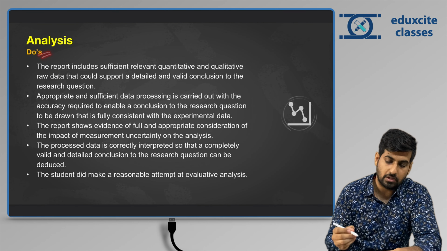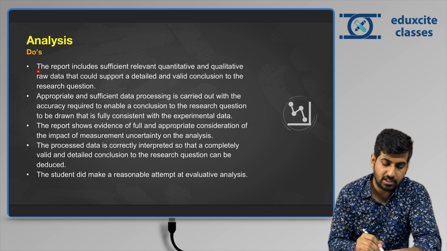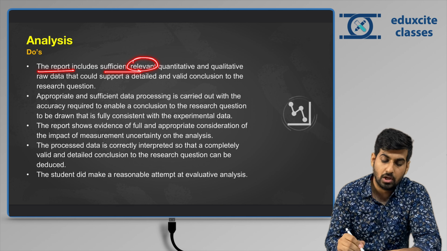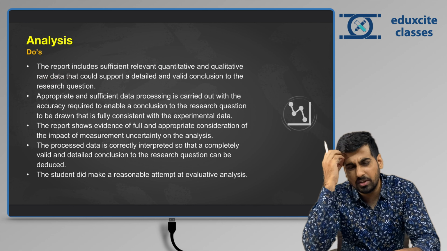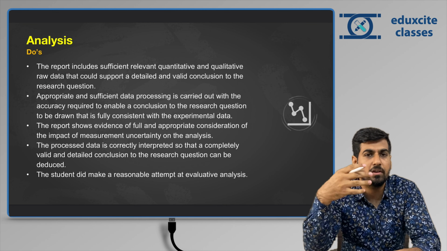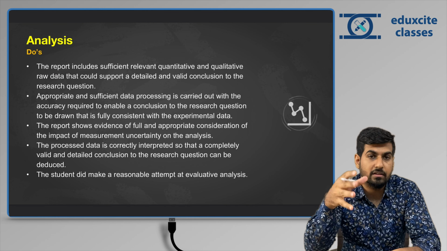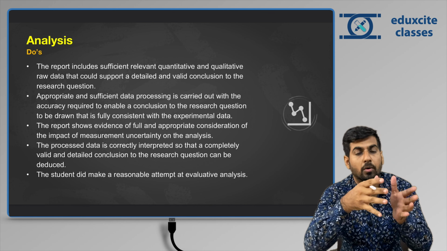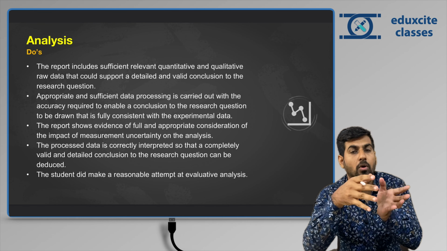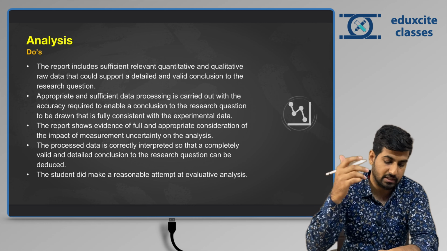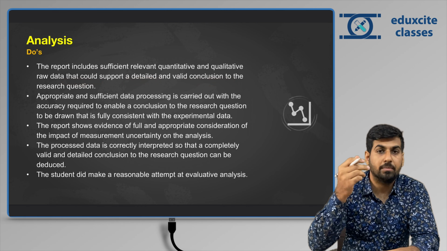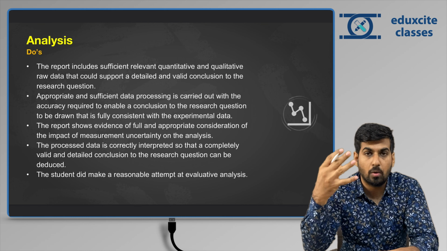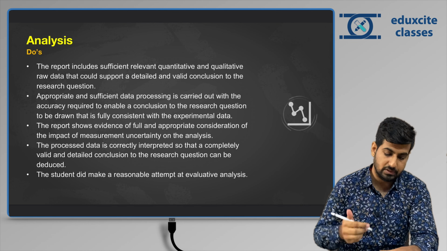Now these are the checklists you can check. The report includes sufficient relevant quantitative and qualitative data, raw data. Quantitative means you have sufficient data. Qualitative means you have taken a reliable and actual, proper range of the data and proper trials, and so on, that could support a detailed and valid conclusion. As I mentioned, you should have proper data in order to make a conclusion.